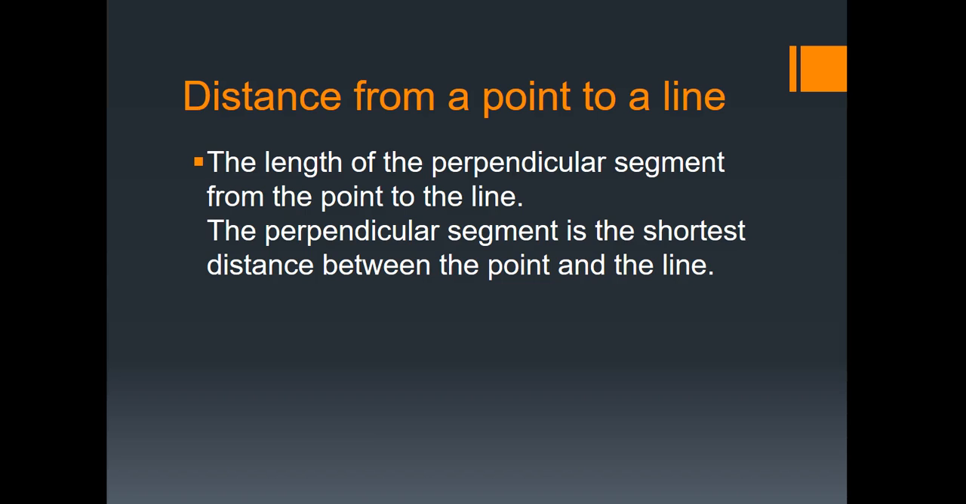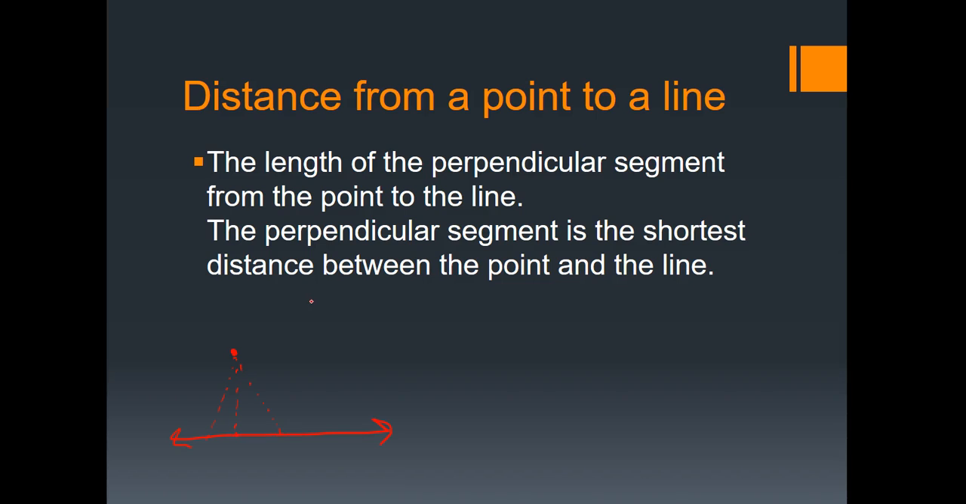Distance from a point to a line. Okay, so if I have a line and some point, now there's many ways I could draw a line down to this line. So from this point to the line, there's infinitely many ways that I could draw a line. So there has to be one specific one that we're going to draw if we're trying to find the distance between those two. And we want the shortest distance.